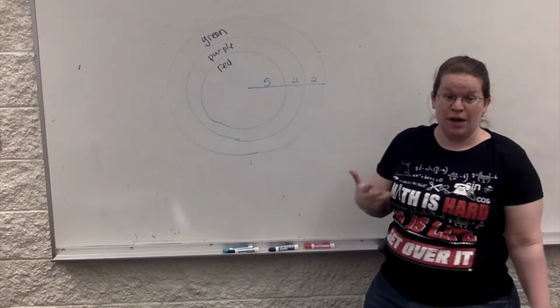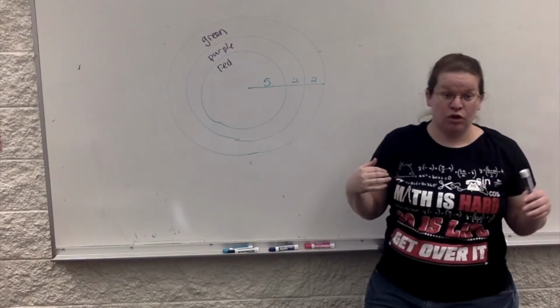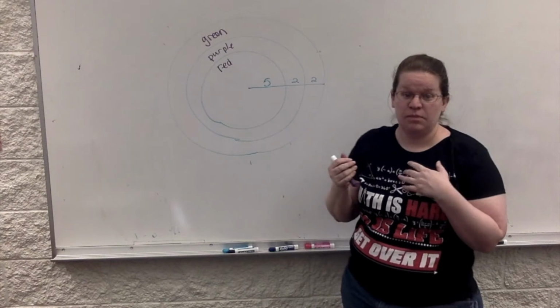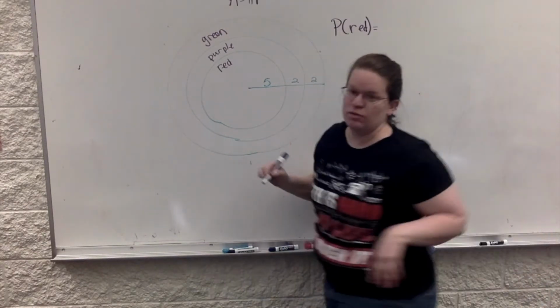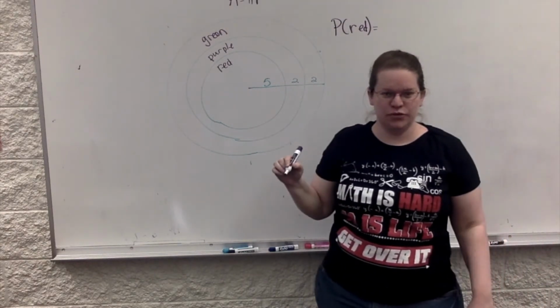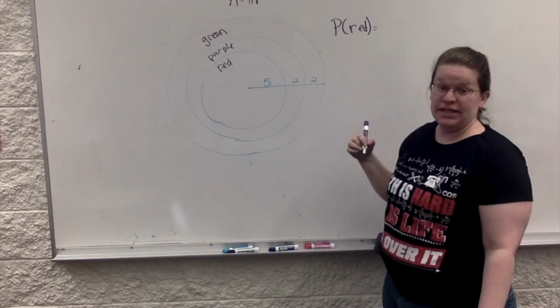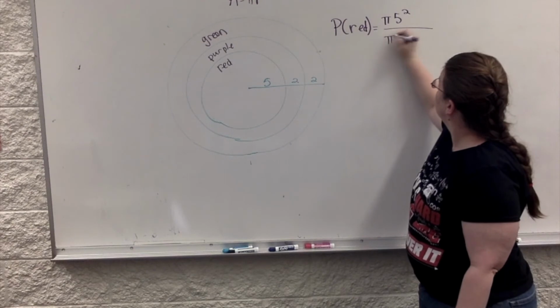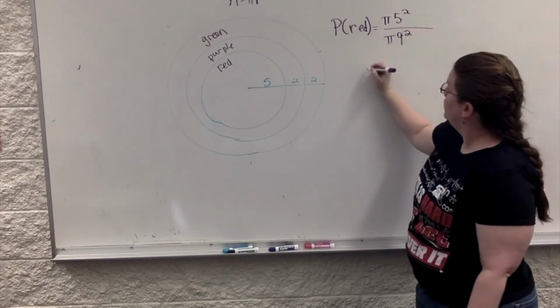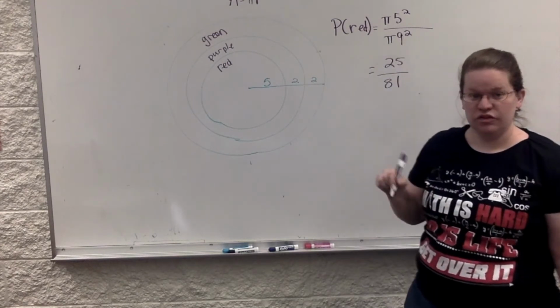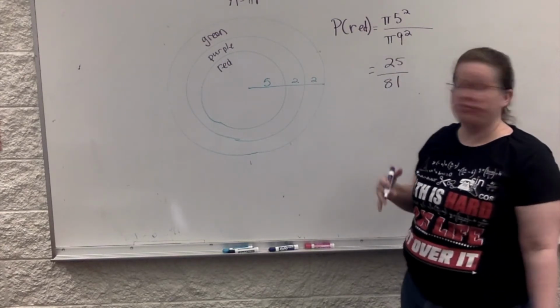We're still going to do the probability, and it's going to be favorable over total. Let's calculate the probability of getting something red. Remember that the area of a circle is pi times radius squared. So the area of the red circle is pi times 5 squared. Here, the pi's will cancel. So that's the probability of finding red.